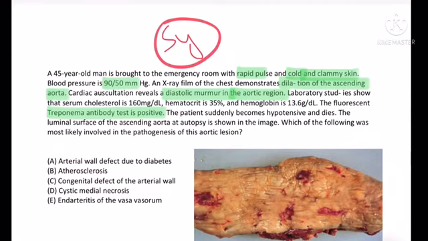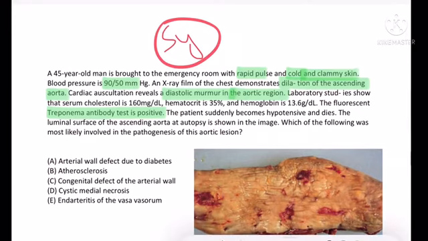Usually in case of tertiary syphilis, there are some problems related to the aorta also. So what are the problems? The problem could be syphilitic aneurysm, syphilitic dilation of the ascending aorta, or syphilitic aortic dissection. So maybe there is a syphilitic dilation of the aorta.